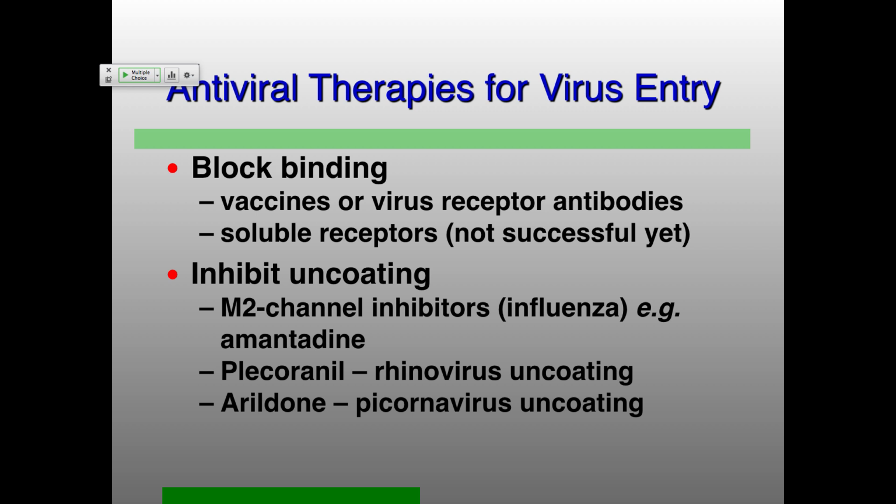You can also have drugs, and some of these drugs have worked quite well, that block the uncoating step. And when I say the uncoating step, that's where, in that very first animation, the capsid sort of dissolves, and so you have the release of the genome in some way. In the case of flu, and we'll look at some examples of these in just a second, flu has this conformational change once it gets inside the endosome.